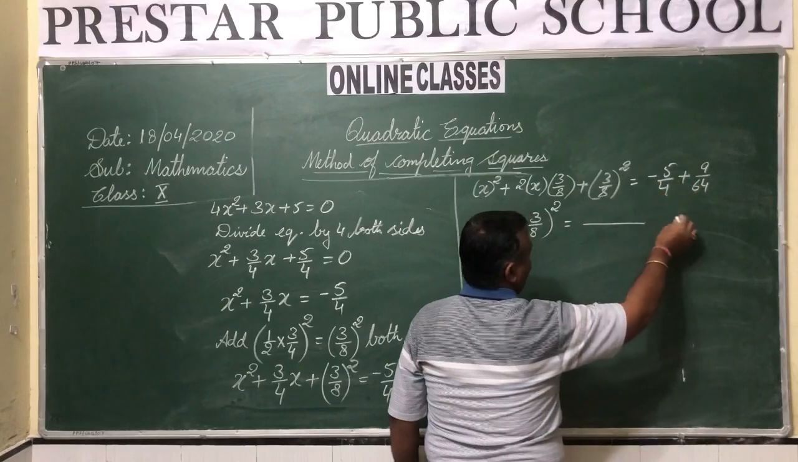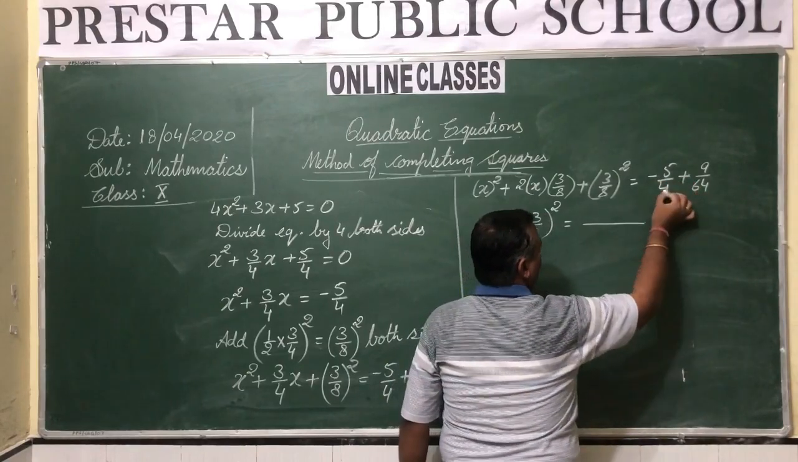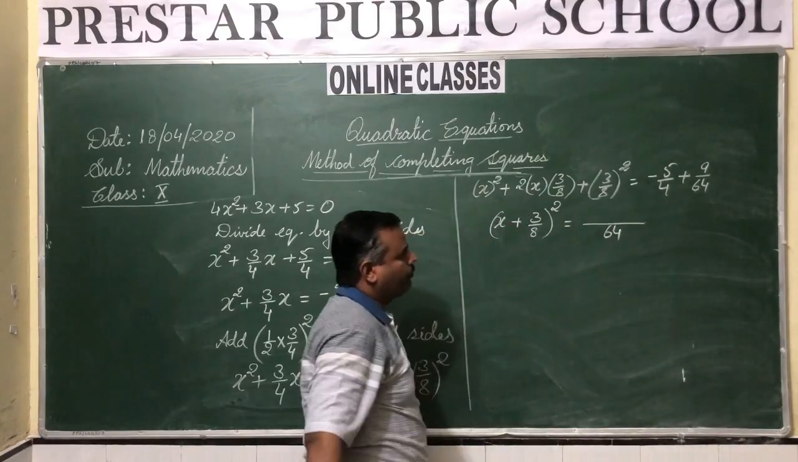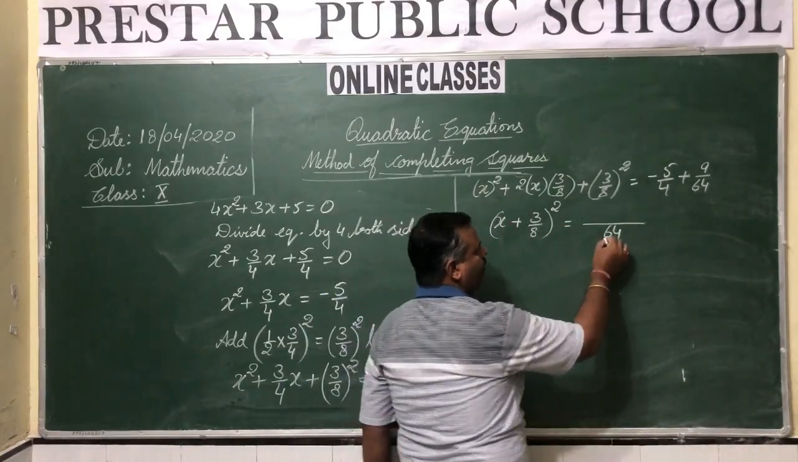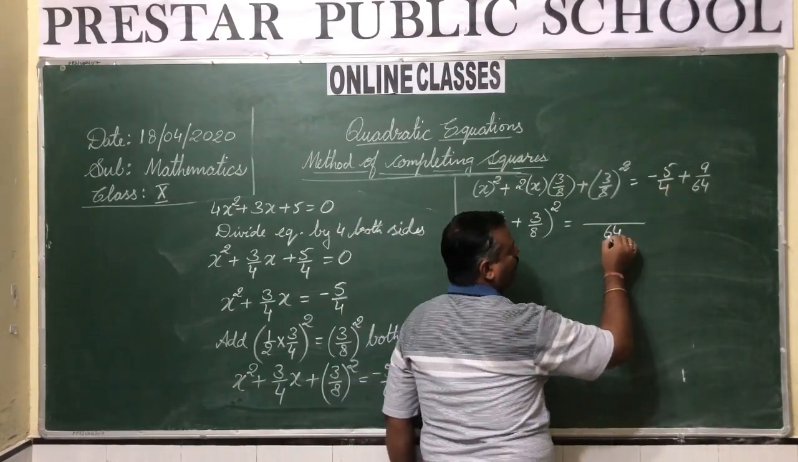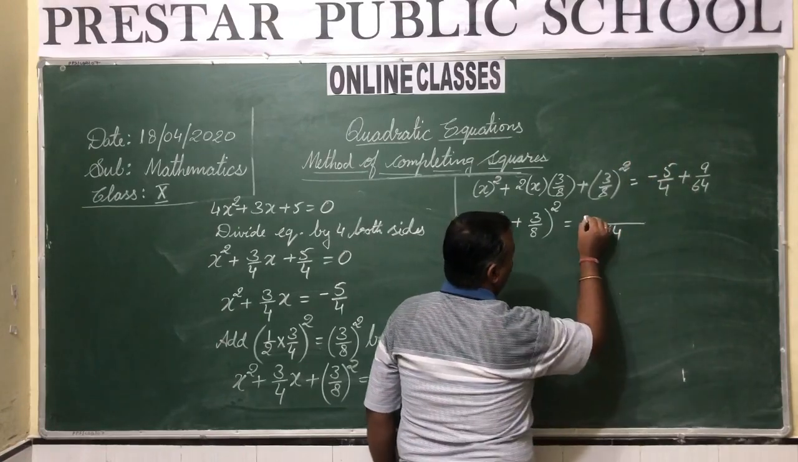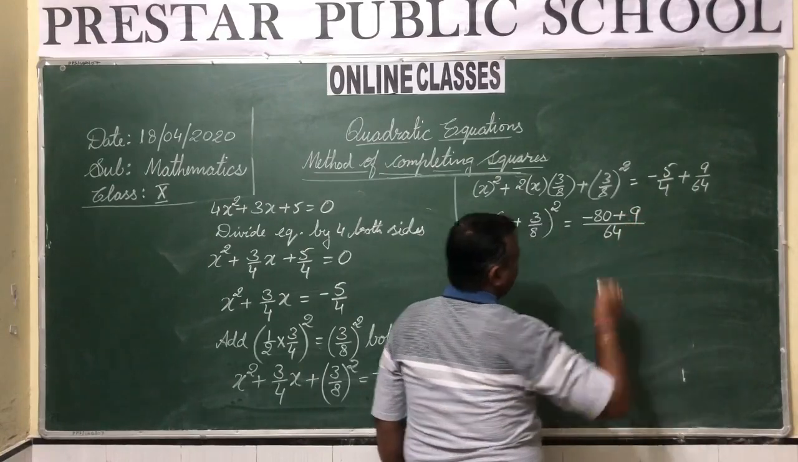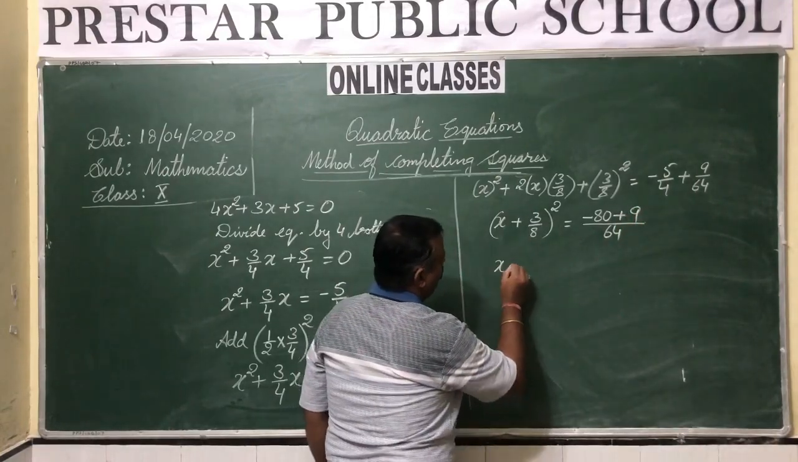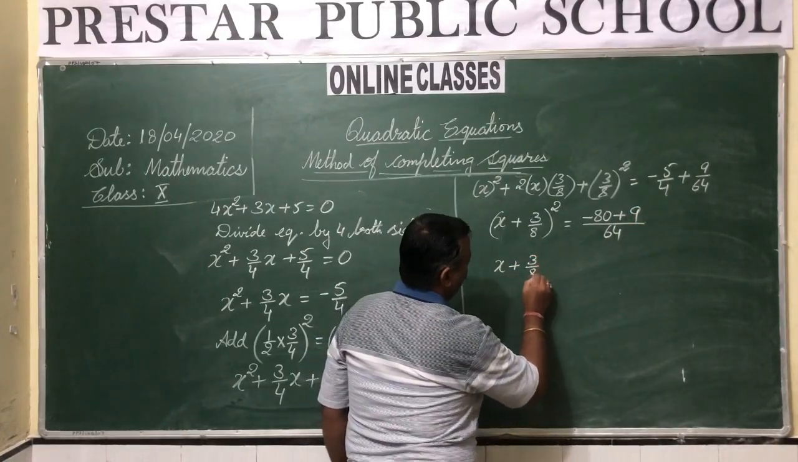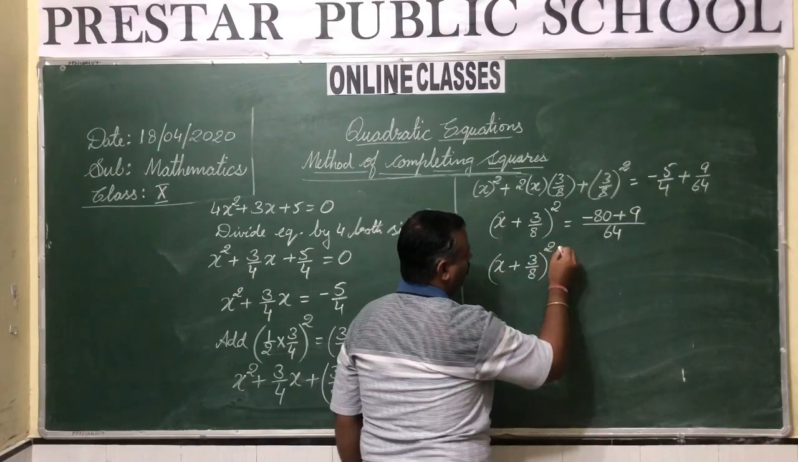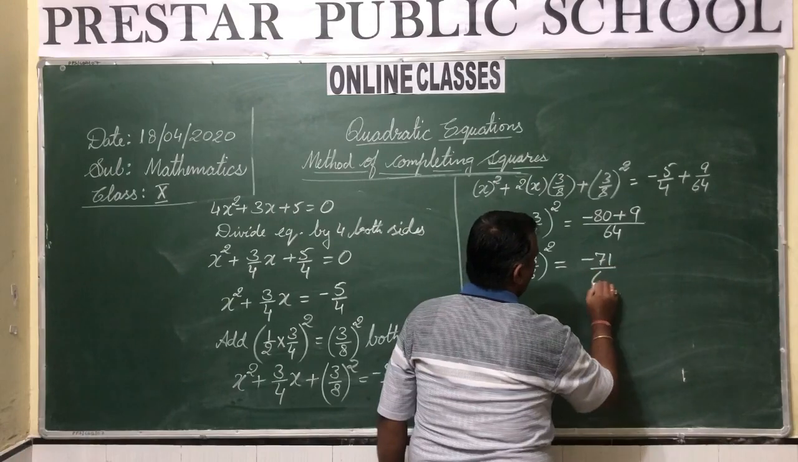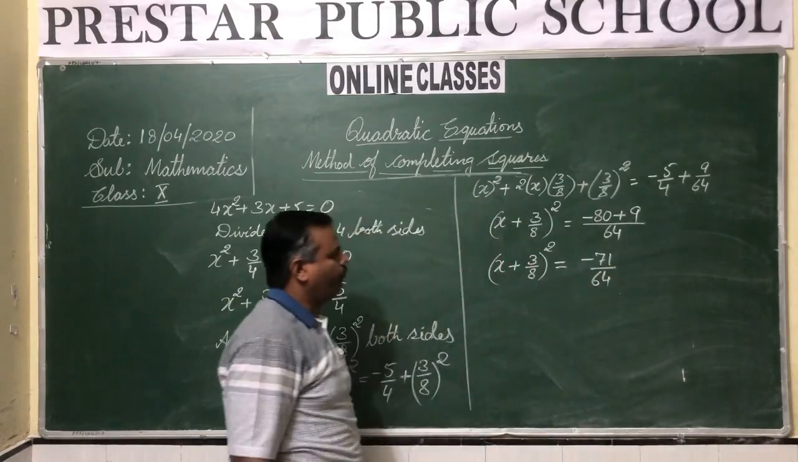LCM of 4 and 64. As we know that 4 is a factor of 64, so LCM is 64. Here 64 divided by 4 is 16, and 16 multiplied by 5 is 80. So you have minus 80 plus 9. So what we have here is x plus 3 upon 8 whole squared equals minus 71 upon 64.